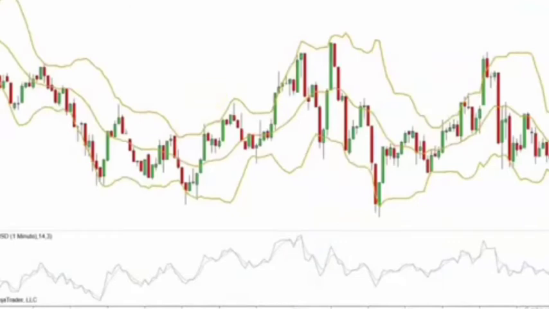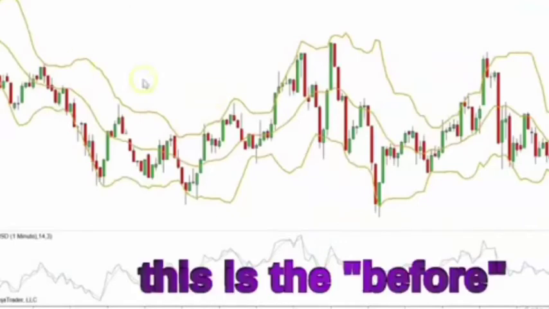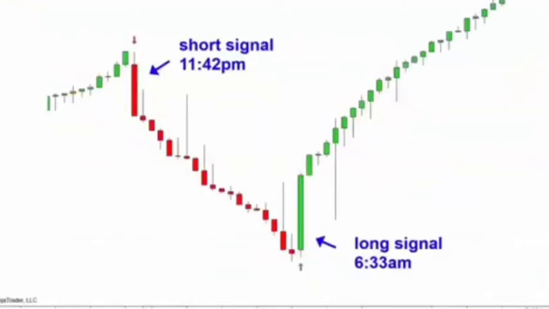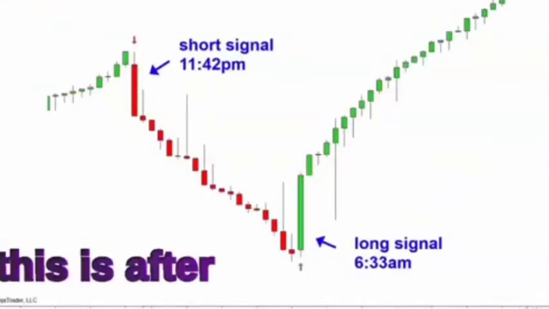Like, here's the GBP USD. This is the before, okay? Here's the very same instrument, GBP USD, except here's the after, the pro style chart, okay?